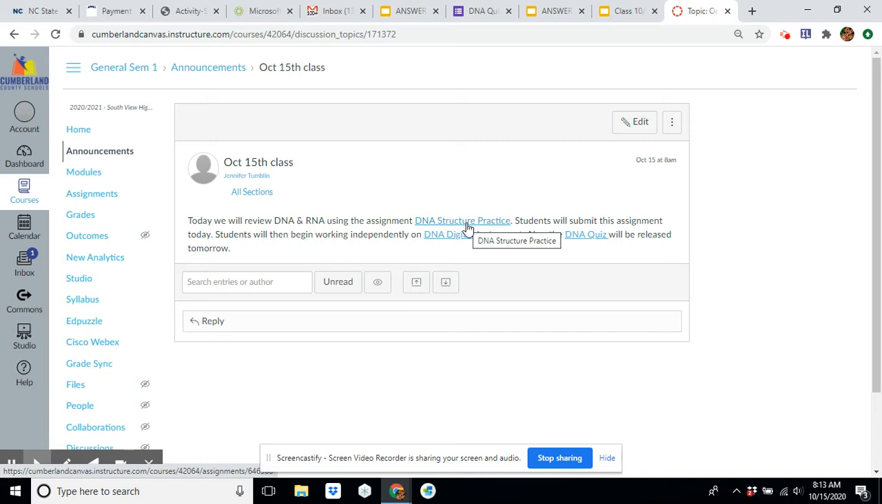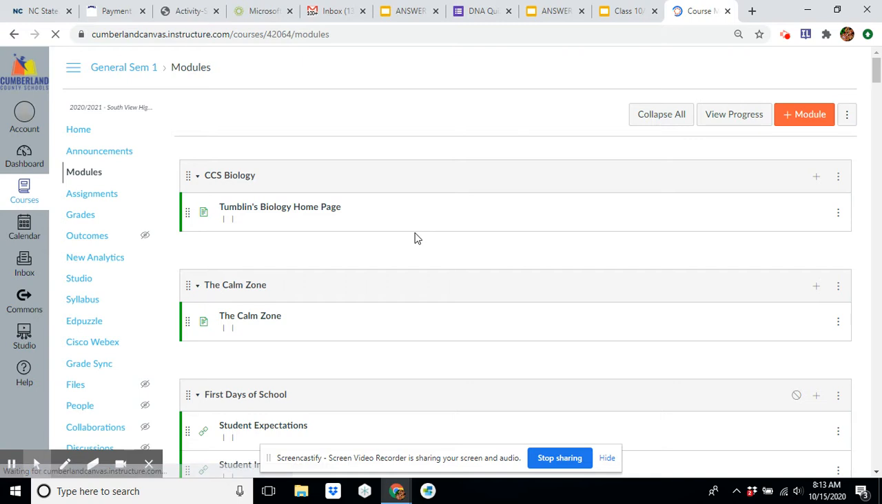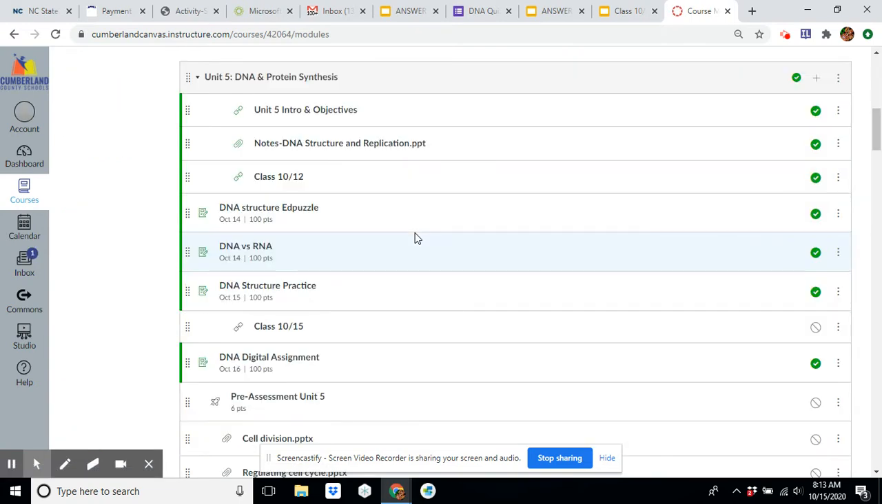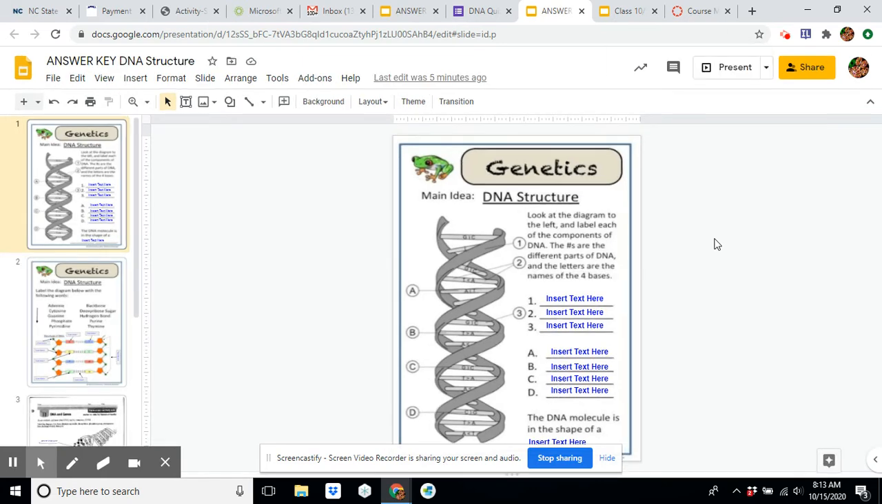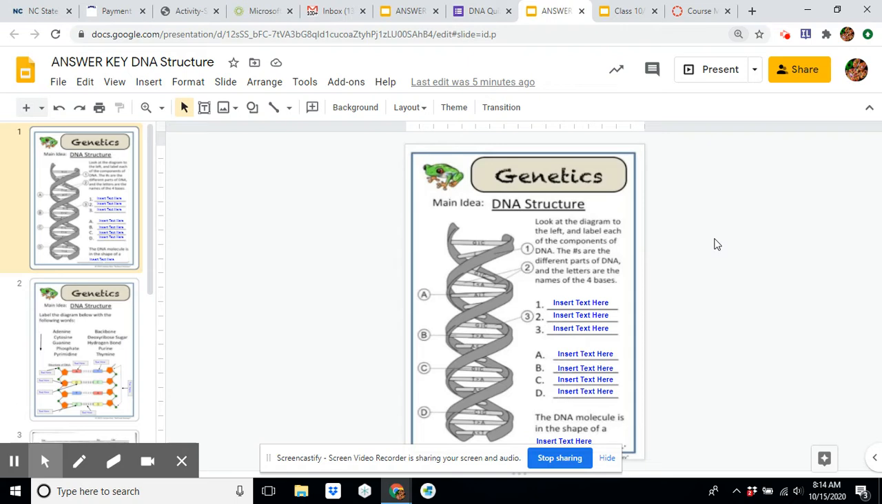So let's go into this DNA structure. You can click directly from here to get to it. Or if you would like to go into modules, remember we are in module 5. Module 5 is all about DNA. You should have done your 2 Edpuzzles already. And then you'll see right here, due today, is this DNA structure practice. So let's see if we can answer these first. Please feel free to go through on your slide and answer these questions as well so that you can turn these in at the end of class today.